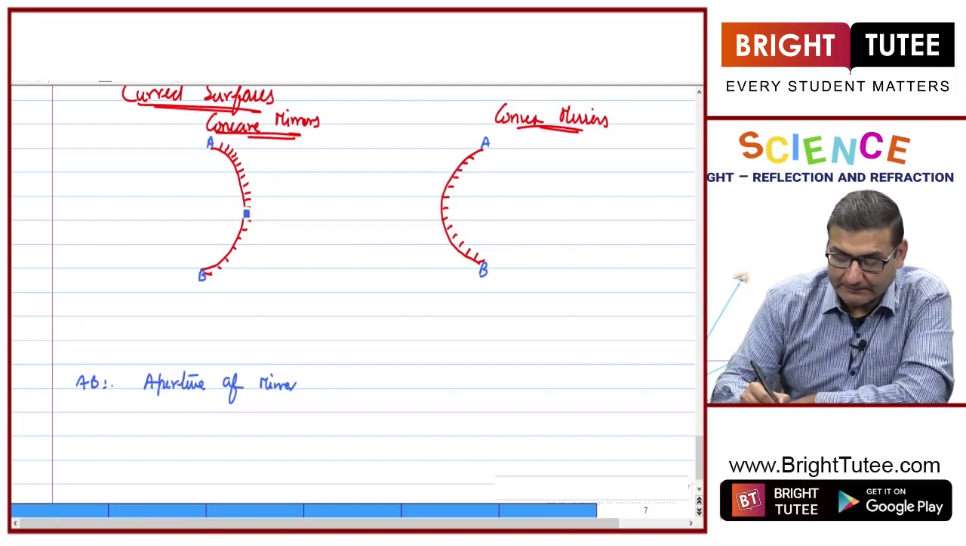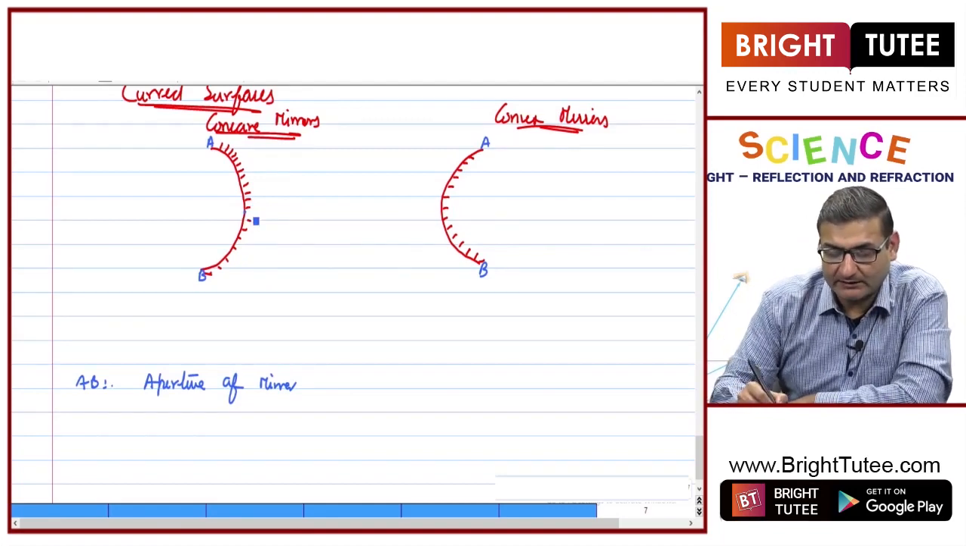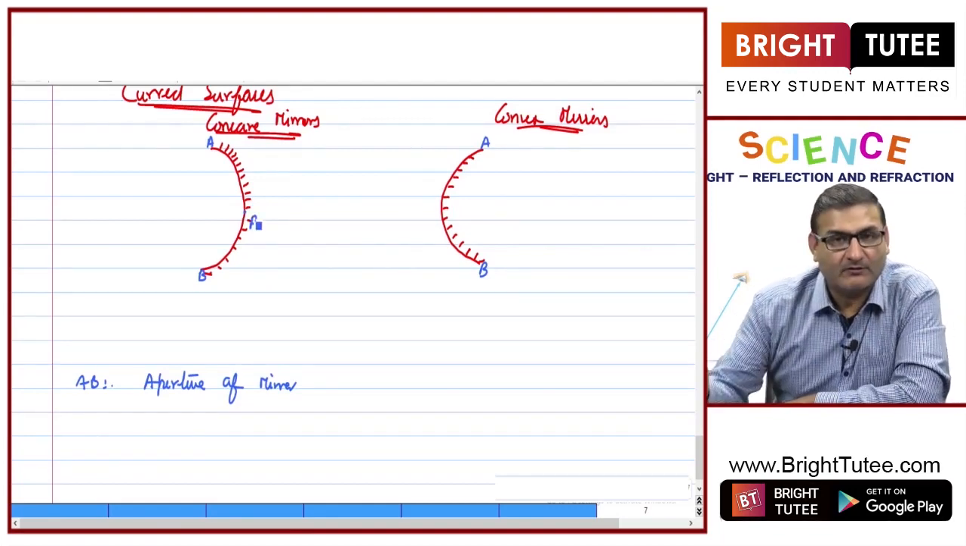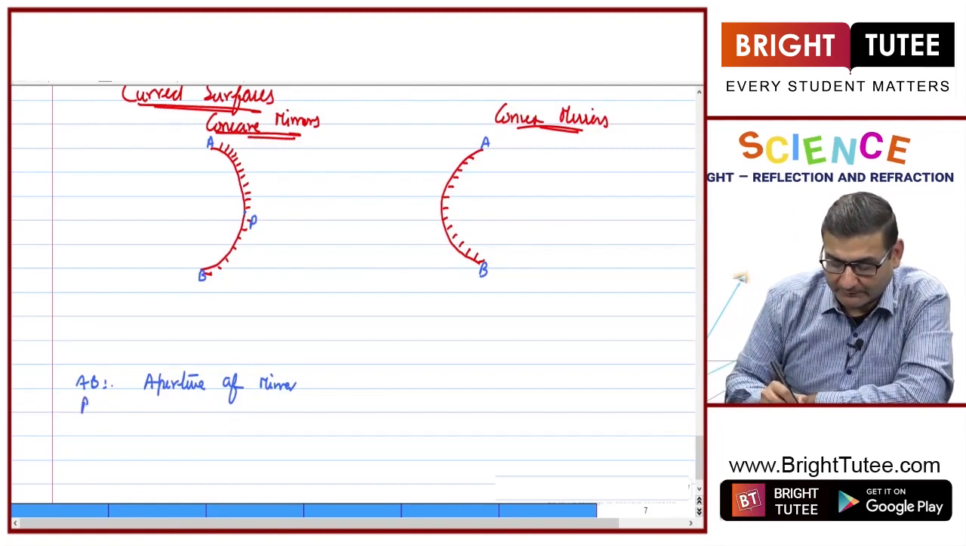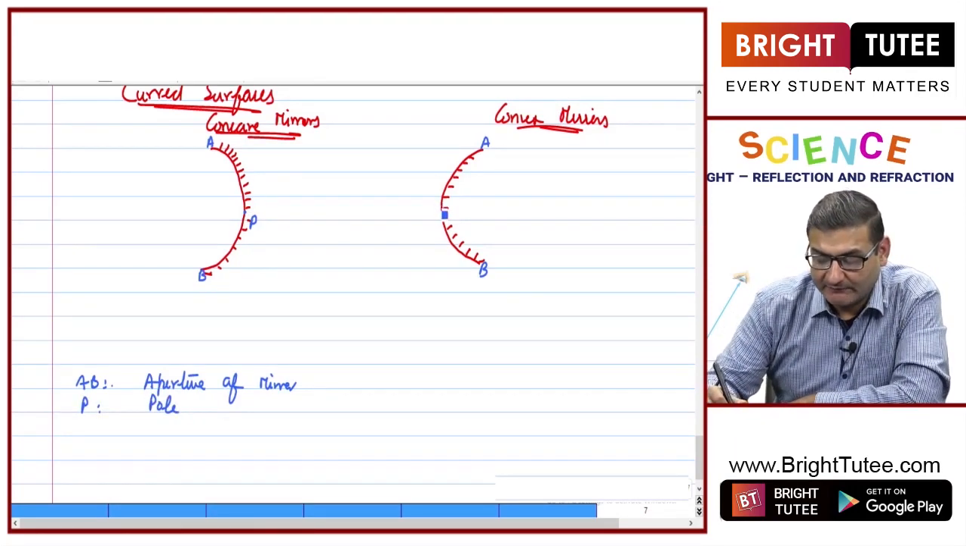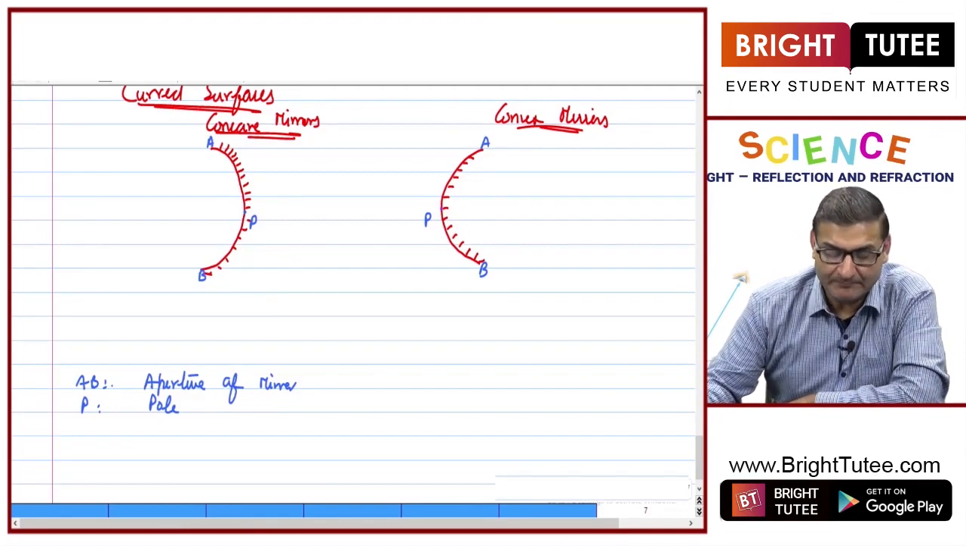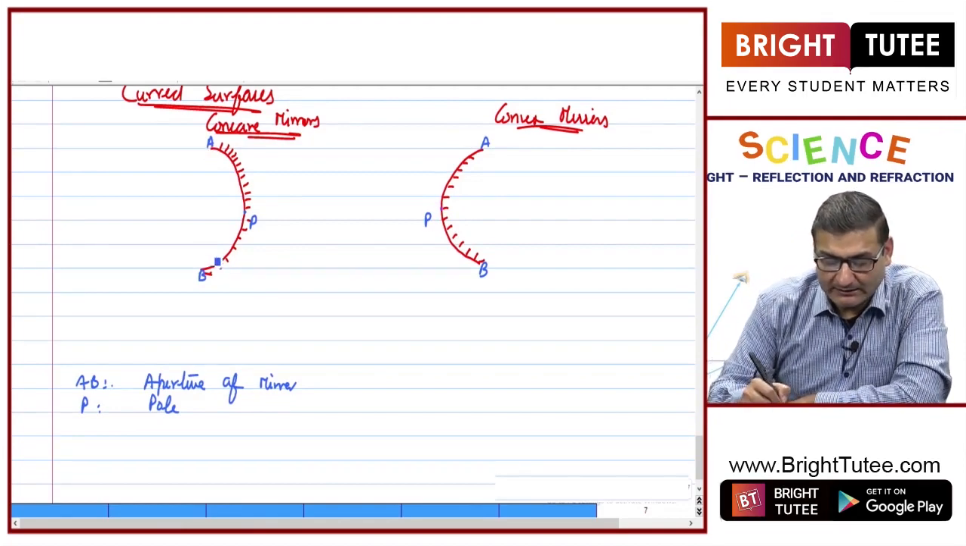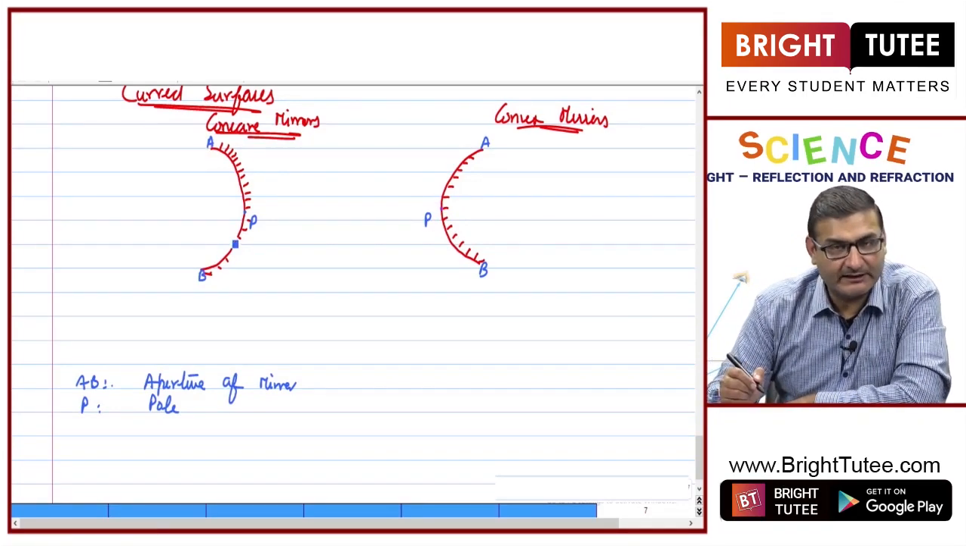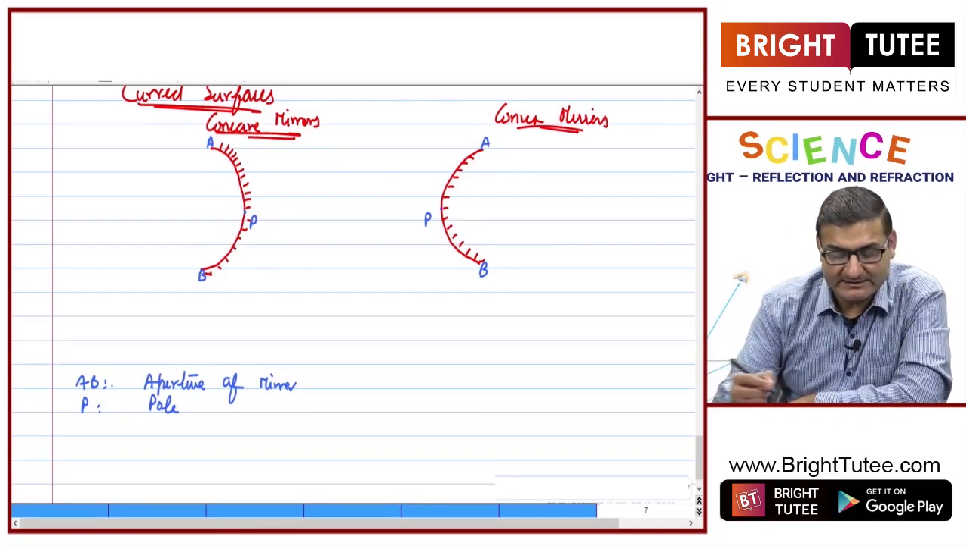Fine. The midpoint of the mirror, we just call it the pole of the mirror and we represent it with P. If we are talking about convex, so this is the midpoint, we will call the P pole of the mirror.